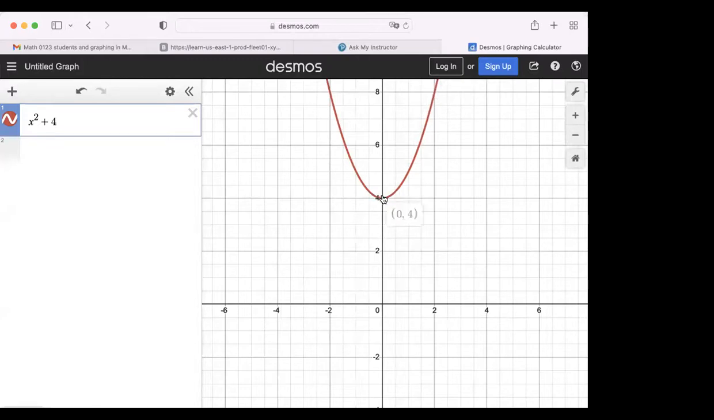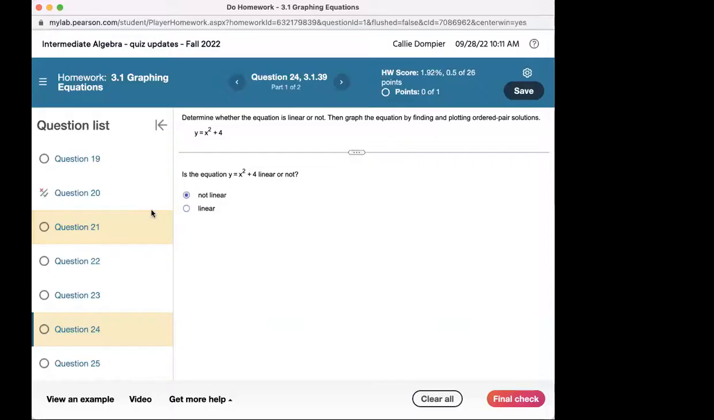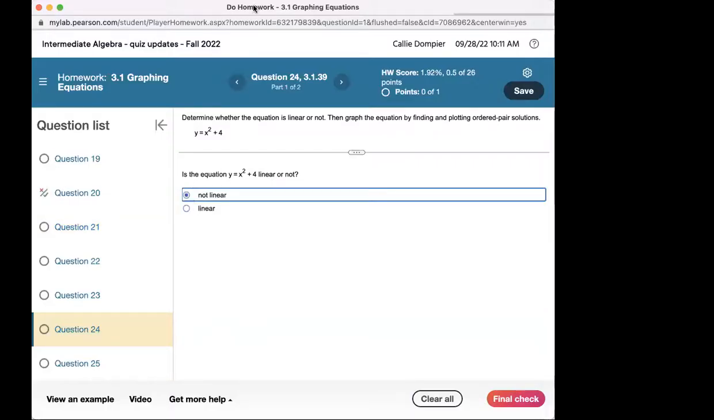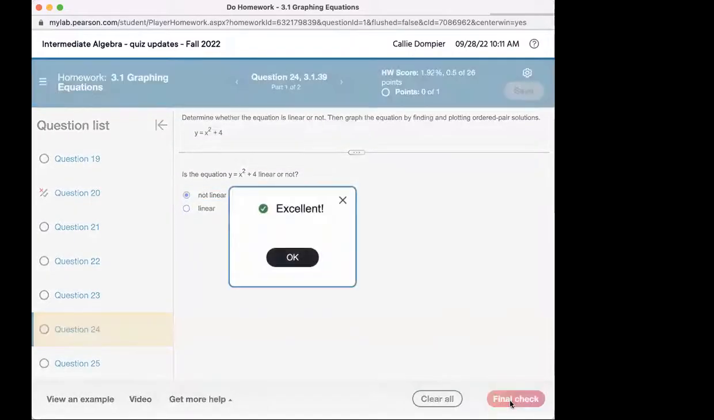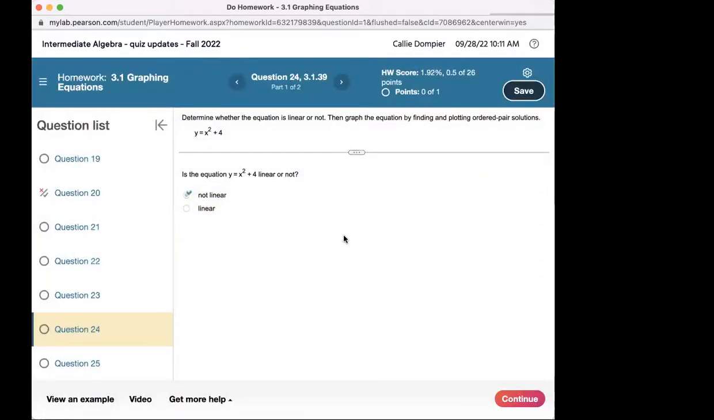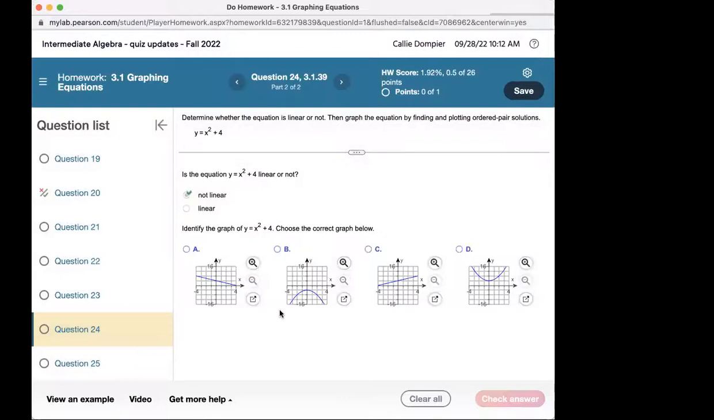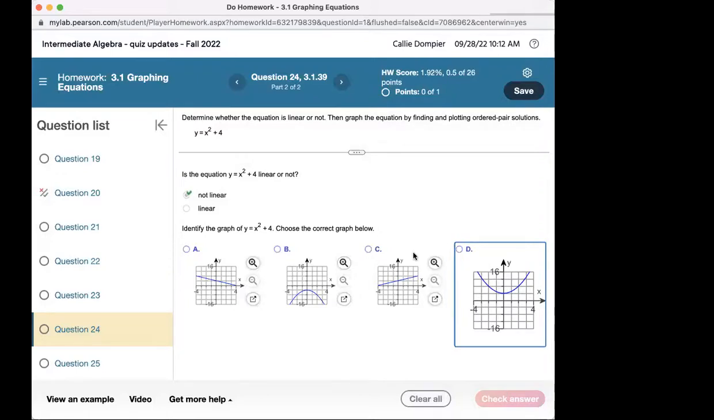All right, this is called a parabola. Make sure you know the bottom or the top of your parabola. That's called the vertex. So your vertex here is 0, 4. Go back to your homework. It is not linear because that's not a straight line, it's a curved line. Check it. And then they're going to ask you to graph by plotting ordered pair solutions. It looks like this one. You can zoom in, not very far, but somewhat, and see that it is opening up and it's above the x-axis. Good.